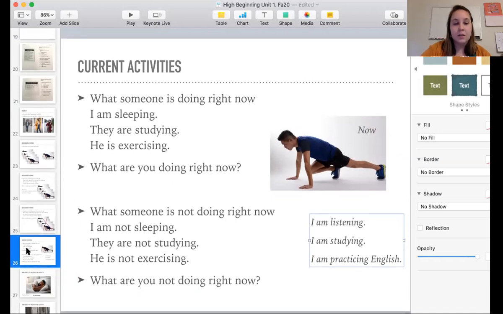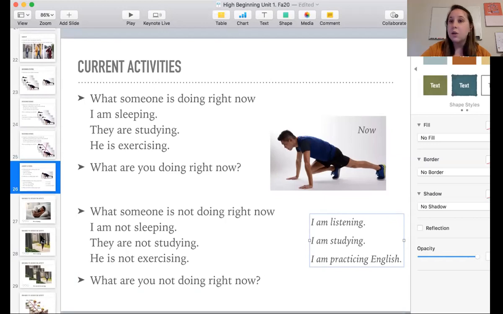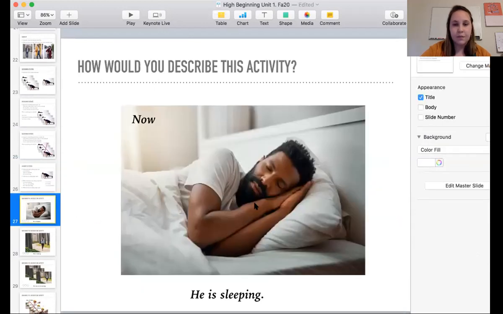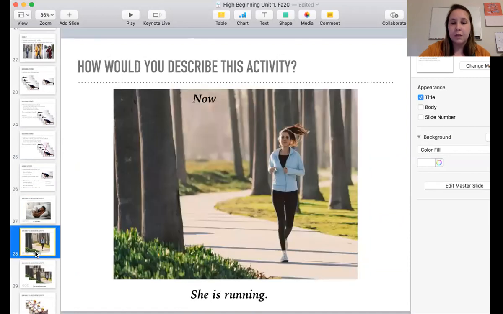Okay. So let's do some quick practice. So we look at this. It's happening right now. So we would say he is sleeping. He is sleeping. Then this one. She is running. It's happening right now. She is running.